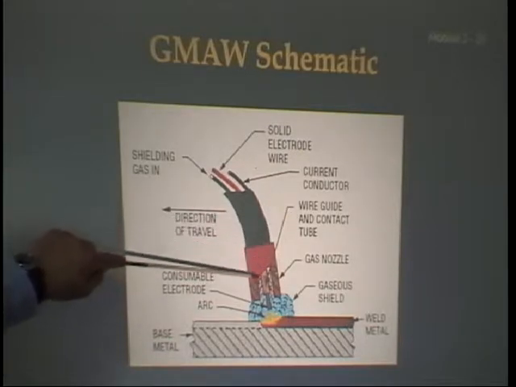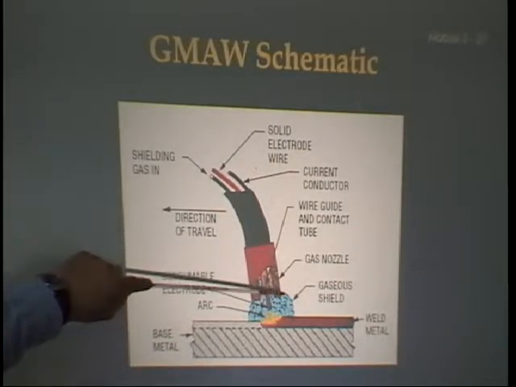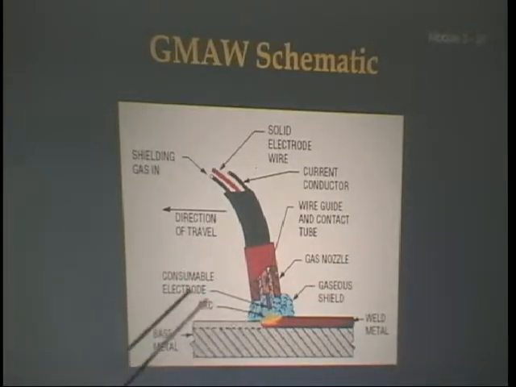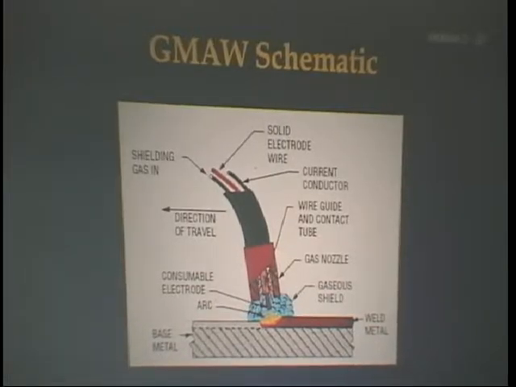A wire guide and contact tube, then a gas nozzle, a shielding gas, then the welding arc, and the filler metal, of course, is consumable. Here's your base metal, and then your weld metal here. Sometimes when you take tests, you may get a picture like this, and you'll have to recognize what this welding process is simply from the picture. So study the picture in your textbook. Also look at this, and look for visual cues that will tell you what type of process this is.